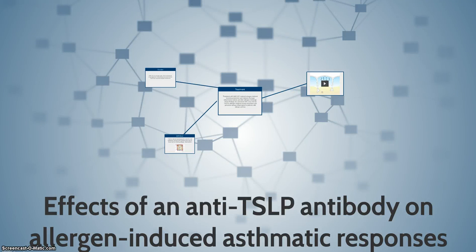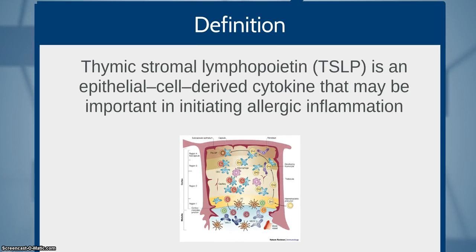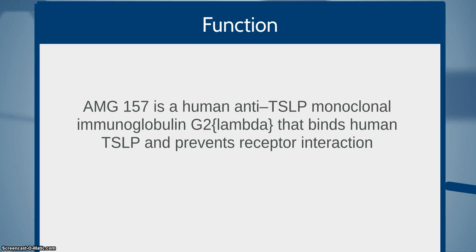Effects of an anti-TSLP antibody on allergen-induced asthmatic responses. Definition. Thymic stromal lymphopoietin, TSLP, is an epithelial cell-derived cytokine that may be important in initial allergic inflammation. Functions. MG157 is a human anti-TSLP monoclonal immunoglobulin G2 antibody that binds human TSLP to prevent receptor interaction.